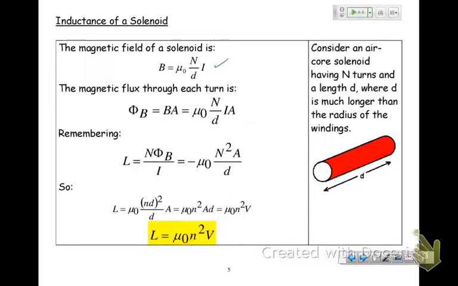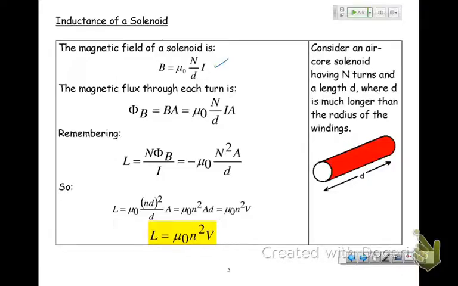The magnetic flux through each turn is phi equals B times A, which equals mu naught N over D times I times A. And if we remember that L equals N phi B over I, we get L equals mu naught N squared A over D, where A is the area, N is the number of turns, and D is the length of the solenoid. This has turned out to be a bit interesting, actually.